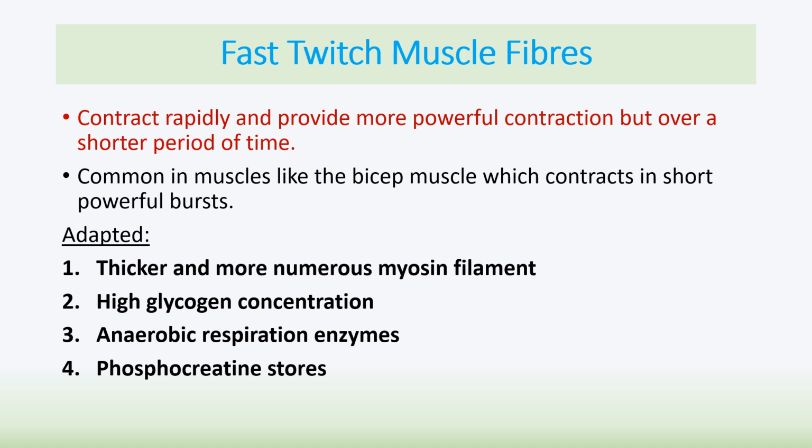They have high glycogen concentrations as an energy store. They have anaerobic enzymes, so they allow anaerobic respiration, and they have phosphocreatine stores, so the phosphocreatine can break down to phosphorus and creatine, and that inorganic phosphate can attach to ADP to replenish ATP.